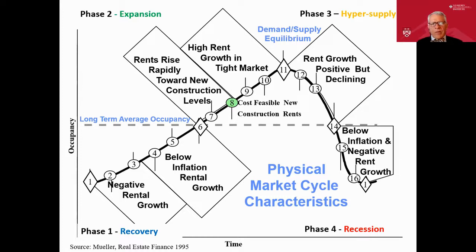When we get to the long-term average, the dotted line that goes through points 6 and 14, we now get rent growth that should be at about the rate of inflation. After that, demand is typically growing because the economy is expanding and construction is starting in and trying to keep up, if you will. And we get to point 8, which I have as a green dot, which is the point at which we get to cost feasible new rents.